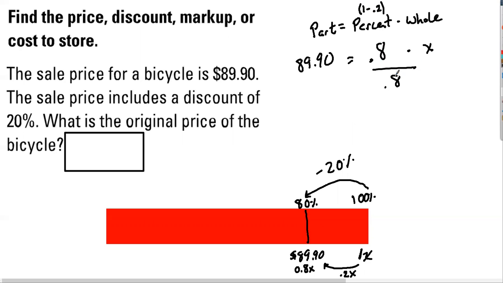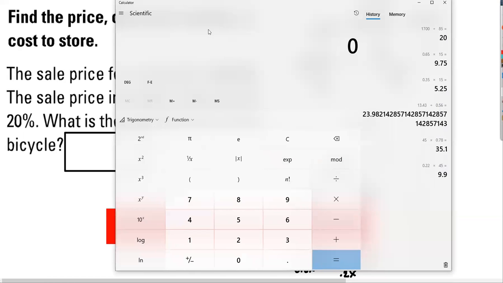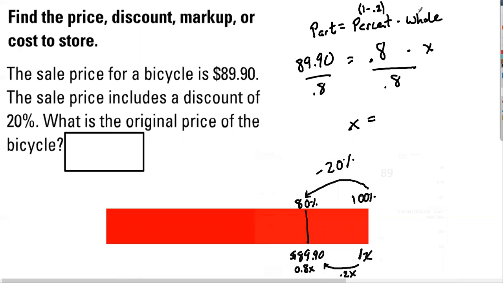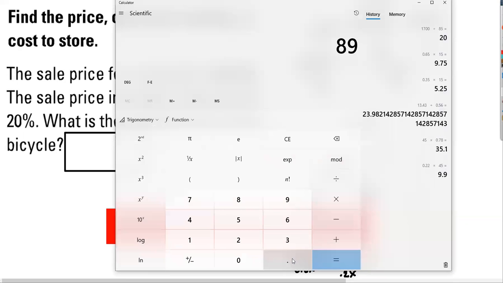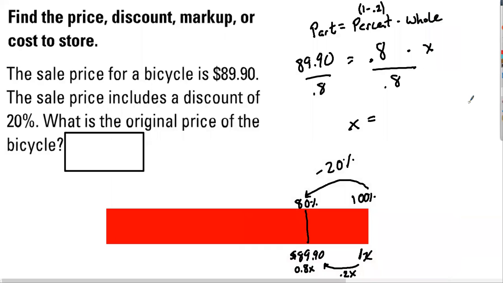Solve this equation. Divide both sides by 0.8. And let's type that into our calculator here. So we have 89.90 divided by 0.8. And we're at $112, and if we round this, 5 would round this 7 up, $112.38.